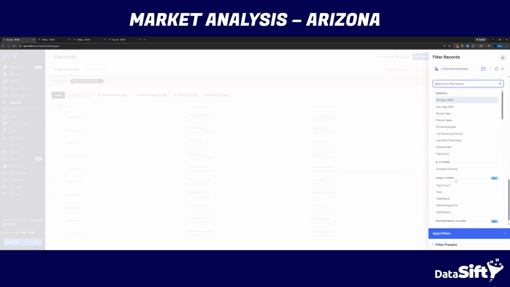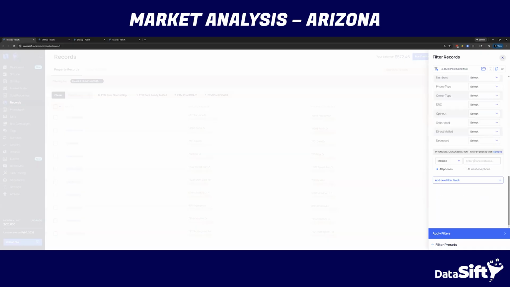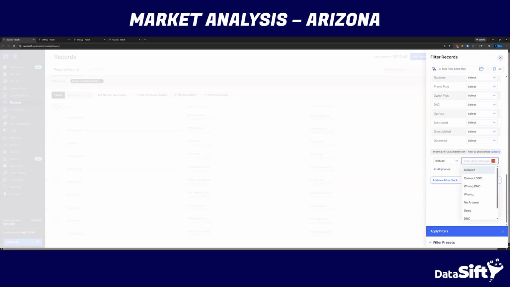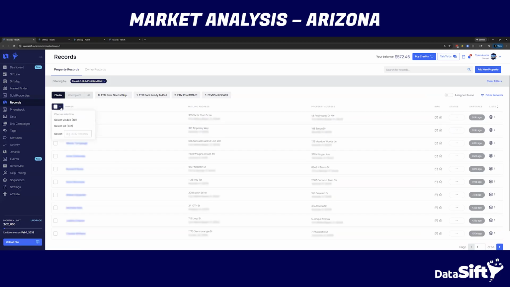So if I do a filter block here and do phone statuses, and I say, hey, I want all phone numbers on this record. This is the part where you can steal deals from your competition, or one of the ways to steal deals from your competition. I can say all phone numbers are wrong, dead, DNC, or wrong DNC. Basically, every phone number on a record has a status, but none of them are a correct number. Okay. And then I click apply. And in my account right now, there's 537 records that meet this criteria.